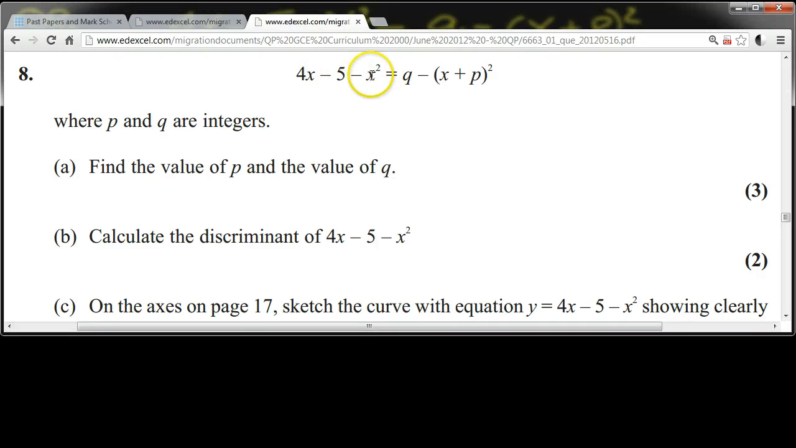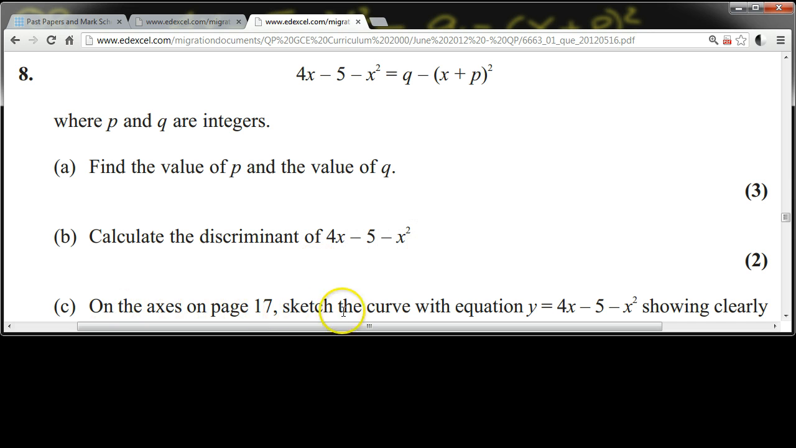4x minus 5 minus x squared is equal to q minus (x plus p) all squared, where p and q are integers. Part A, find the value of p and the value of q. Part B, calculate the discriminant of 4x minus 5 minus x squared.